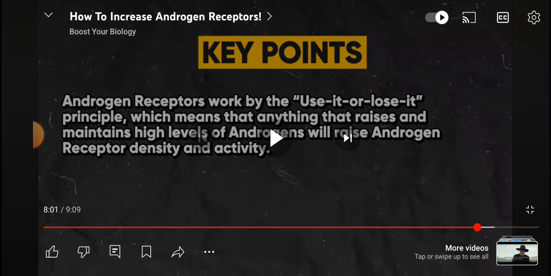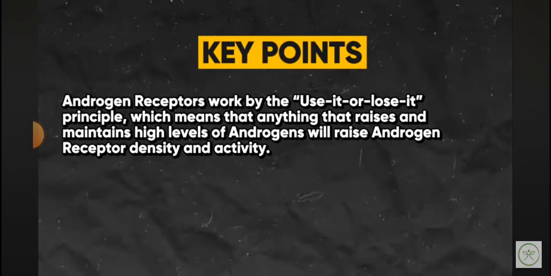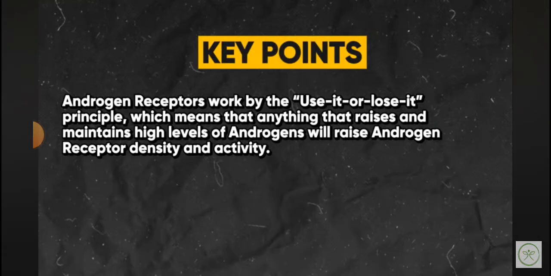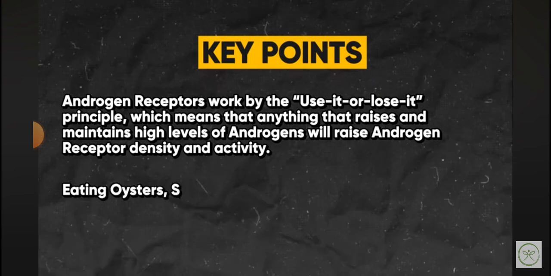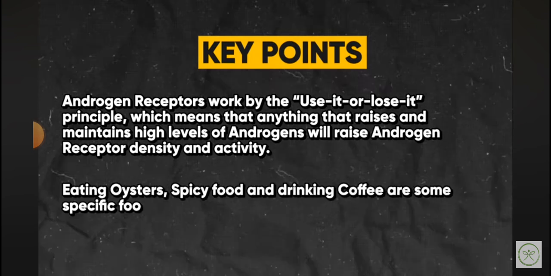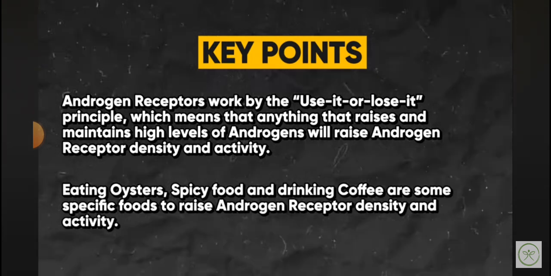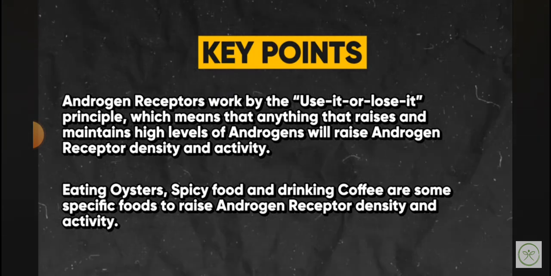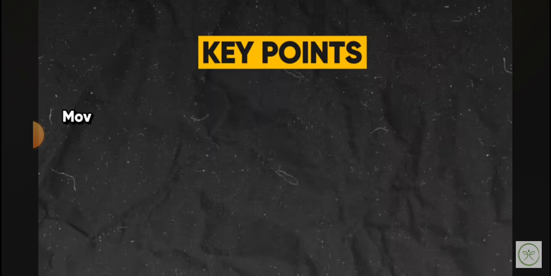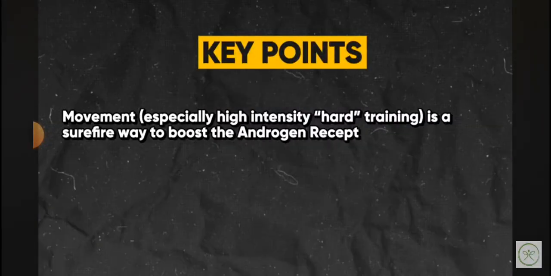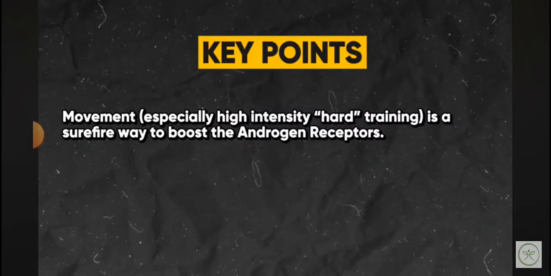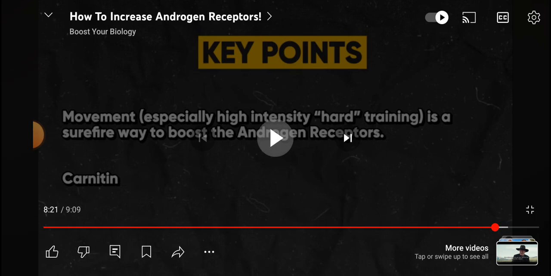Food that contains high levels of androgens will raise androgen receptor density and activity. Eating oysters, spicy food, and drinking coffee are some specific foods to raise androgen receptor density and activity. Okay, I go with the oysters, but not the spicy stuff and the coffee, dude. The poison, the toxicity. Movement, especially high-intensity hard training, is a surefire way to boost the androgen receptors. Yeah, of course, it'll do that.